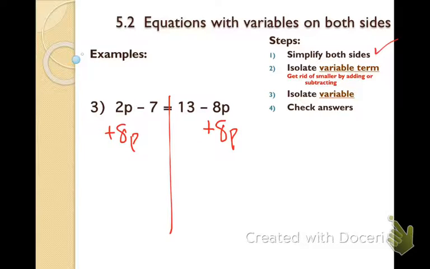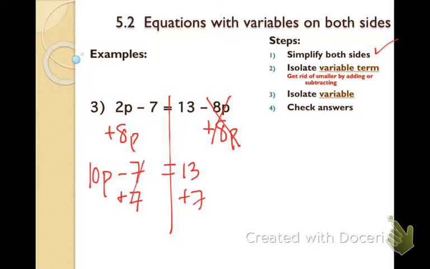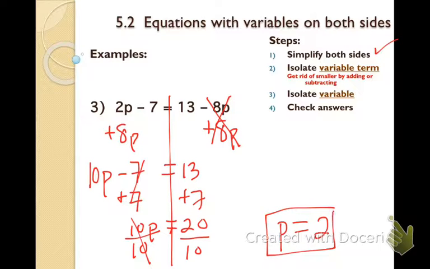I still have to do inverse operations. So the inverse of minus 8p is plus 8p. So those cancel out, and I'm left with 10p minus 7 equals 13. I still need to isolate, so I need to add 7 on both sides. 10p equals 20. Divide by 10. P equals 2.